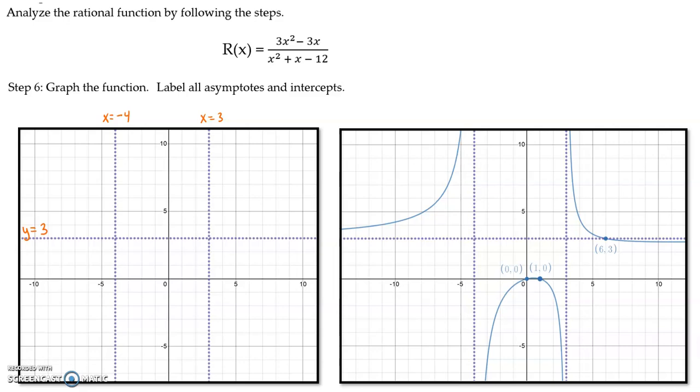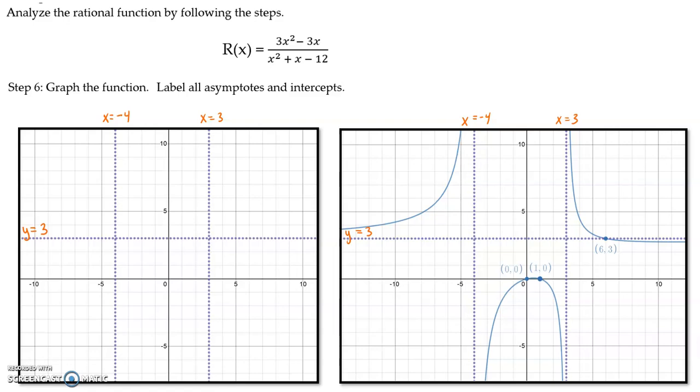So if we take a look at the graph on the right-hand side, right, we can see our asymptotes here at -4 and +3 for the x values. We can see the horizontal one at y equals 3. And then I went ahead and put our intercepts on the graph. Right, we've got the point (0, 0), which was both an x and y intercept, and we have the point (1, 0), which was our second x-intercept.